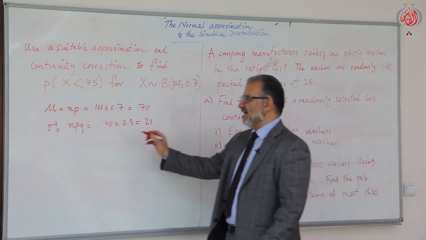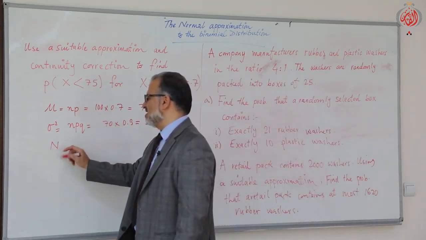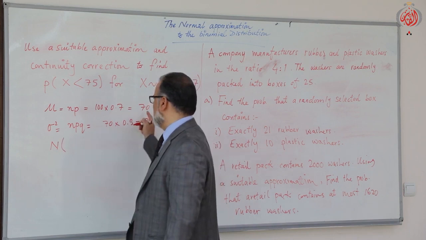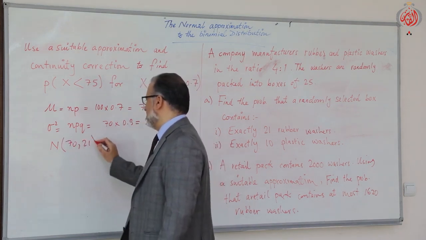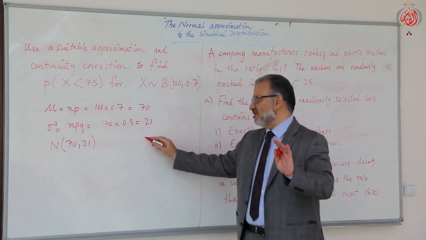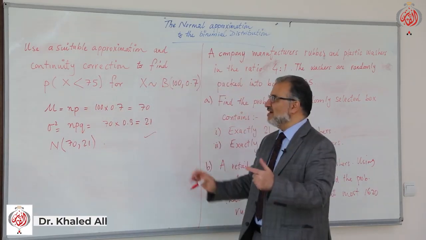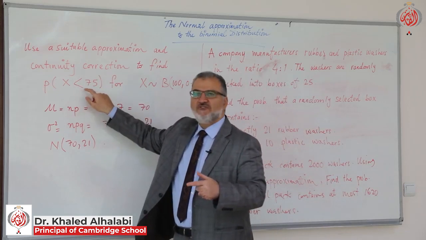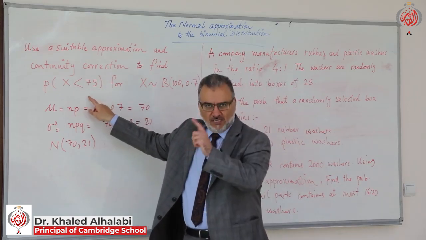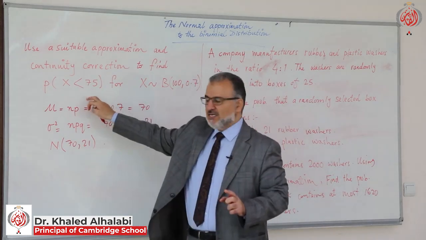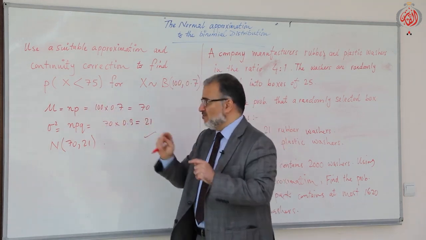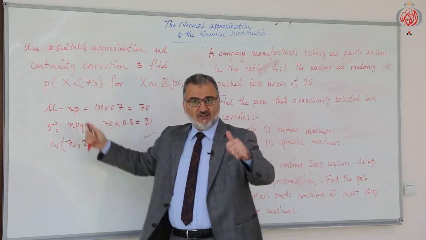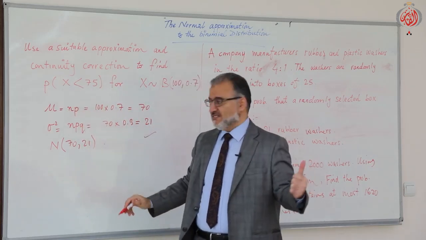So hence I have this normal distribution. This is the normal approximation with mu 70 and variance 21. This is the first step we have done. The second, what do we have to do? We have to do the continuity correction for the question given. So that value should be corrected. Why? Because we are going to change now the discrete random variable into a continuous random variable.